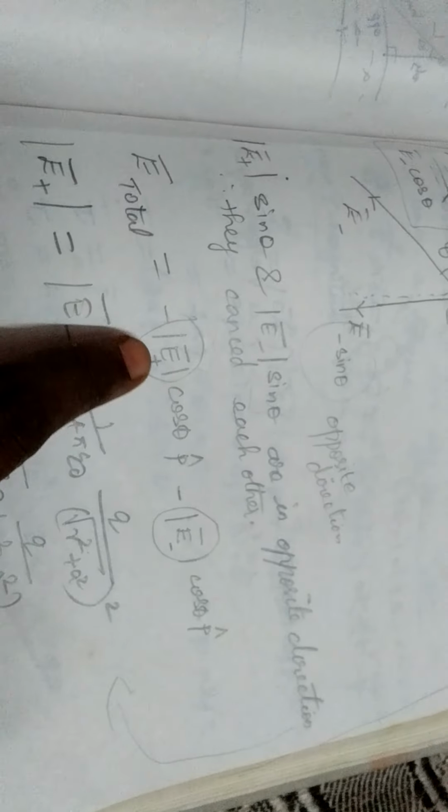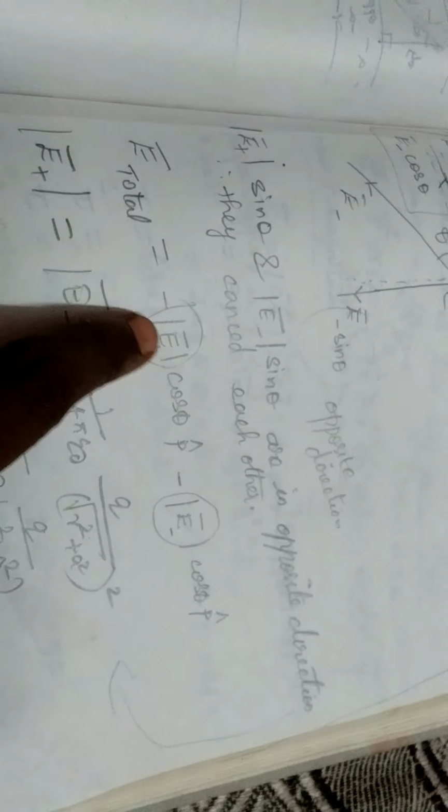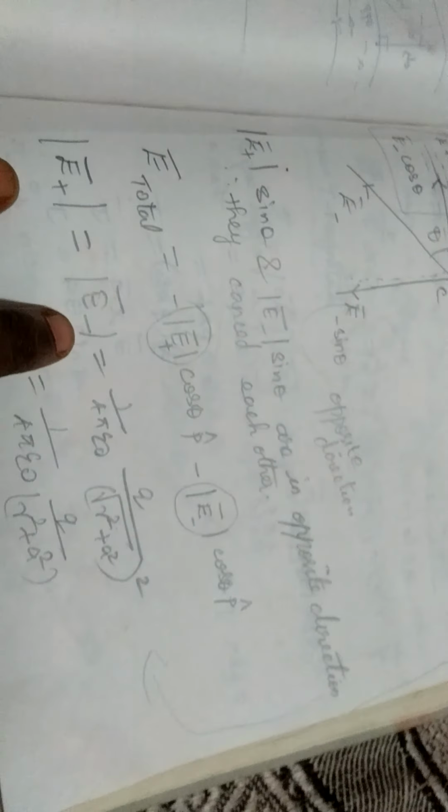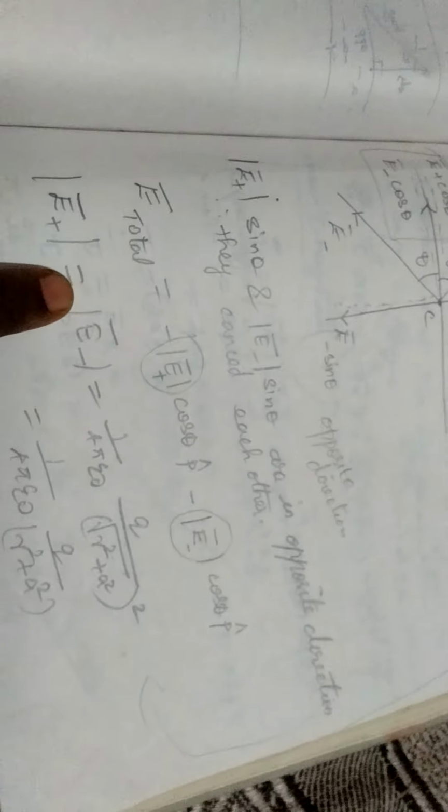So now we want to find the positive electric field vector and the negative electric field vector. First we find both. Both are the same, so the magnitude of the electrical field is equal to the field due to the charge.